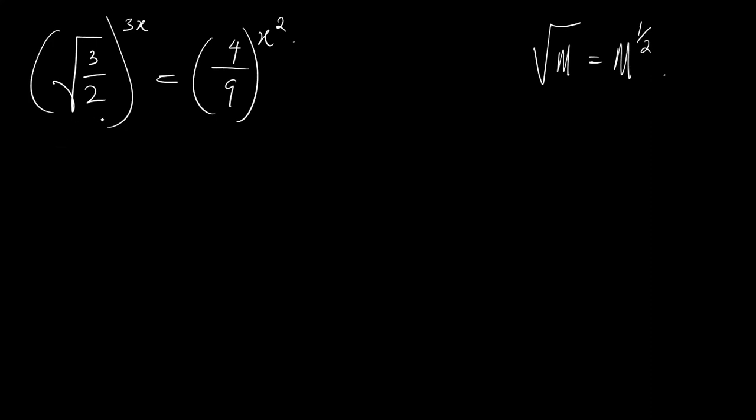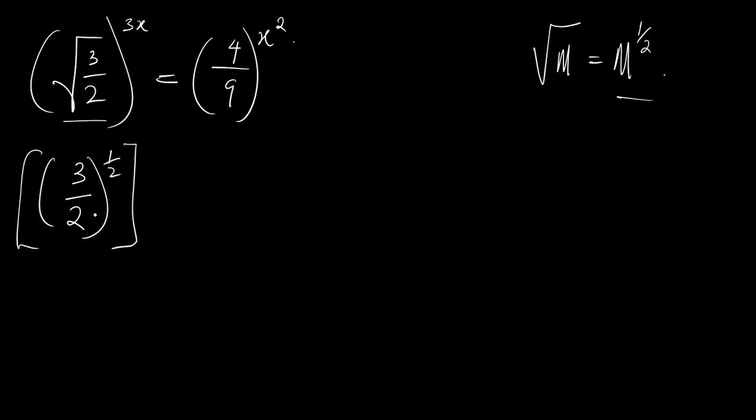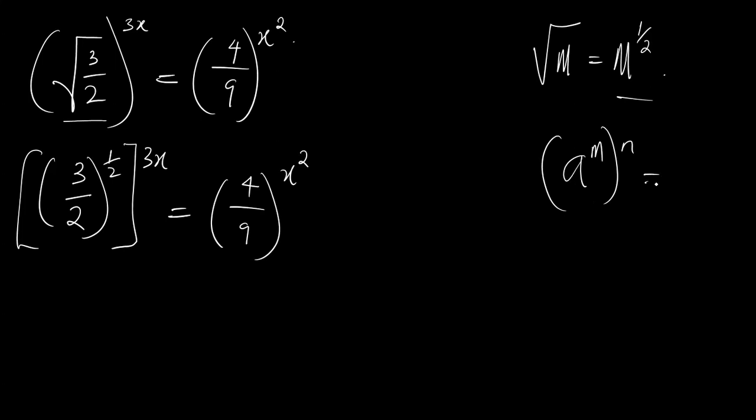So that means this can be written in this form, which is saying you have 3 all over 2, all raised to power half, and then raised to power 3x, is equal to 4 all over 9 all raised to power x squared. According to the law of indices, if you have m raised to power n all raised to power n, this is the same thing as a raised to power m times n, that is multiplying the power. So now we're going to multiply the powers for this.